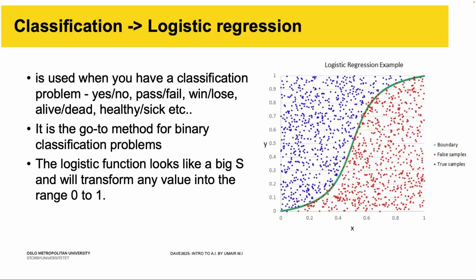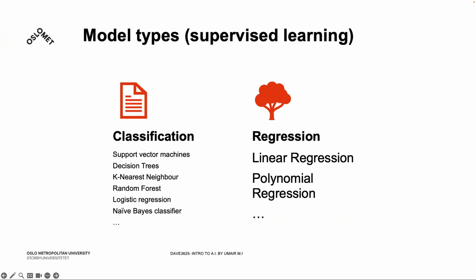Okay. The first algorithm we're going to talk about in classification is logistic regression. This is what we discussed here. You have quite many algorithms under classification: support vector machines, decision trees, k-nearest neighbor, random forest, logistic regression, and naive Bayes. So I think we will cover three of them: random forest, logistic regression, and naive Bayes, because these are the most widely used.